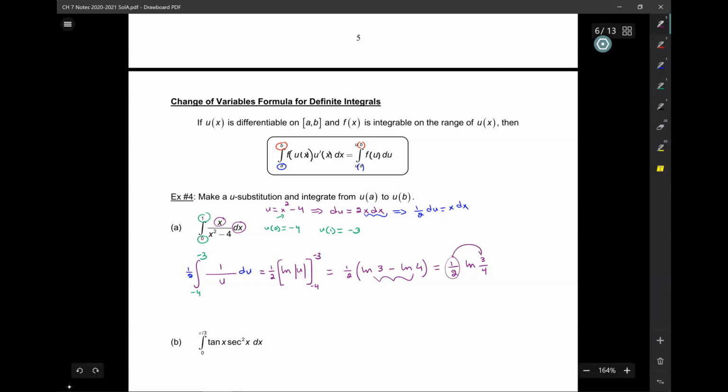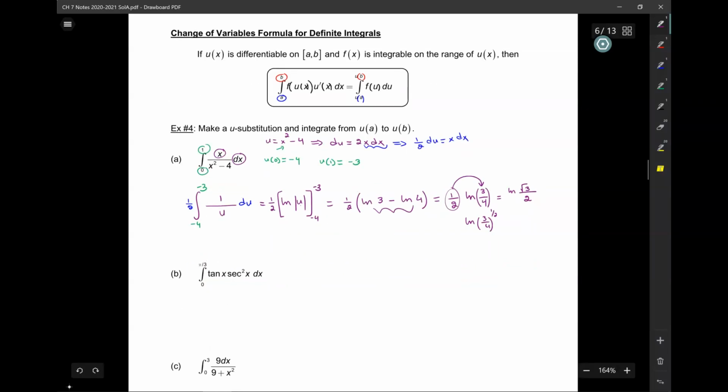Sometimes the 1/2 is brought back up as an exponent, so if this whole thing is raised to the power of 1/2, this will be ln of root 3 over 2. Because if you raise that up and make it an exponent, you will have ln of 3 over 4 to the 1/2, which is ln of root 3 over 2. Okay? All right, next. So that's number 1.